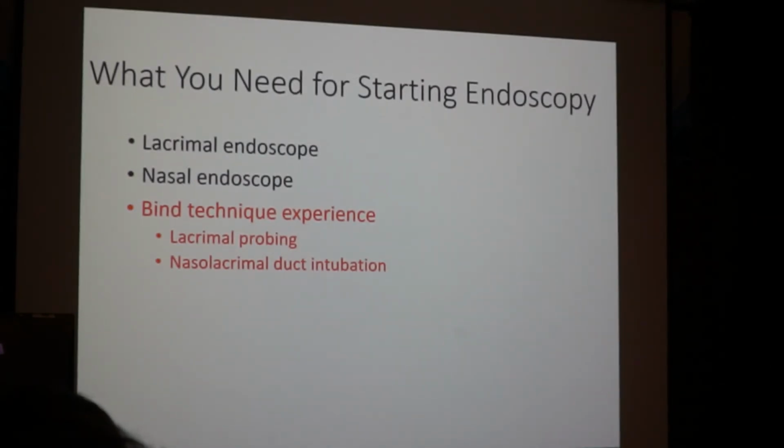However, a more important thing is blind technique experience. If you have blind technique experience, such as lacrimal probing or nasolacrimal intubation using Crawford tube, then you're going to get over the steep learning curve earlier. Or direct visualization is not necessarily always perfect. Then blind technique helps you.